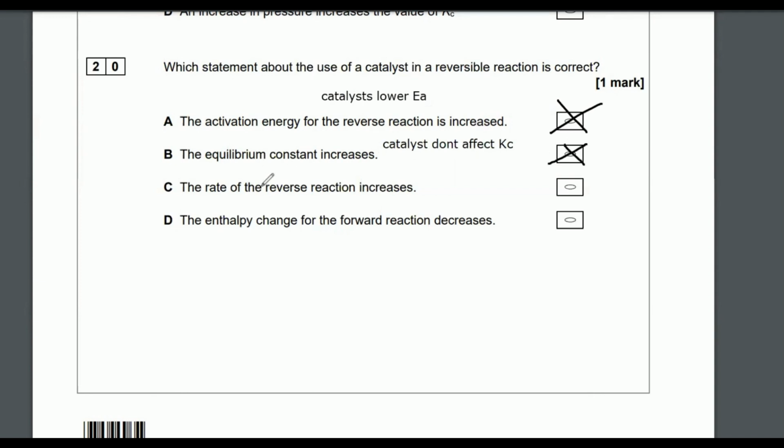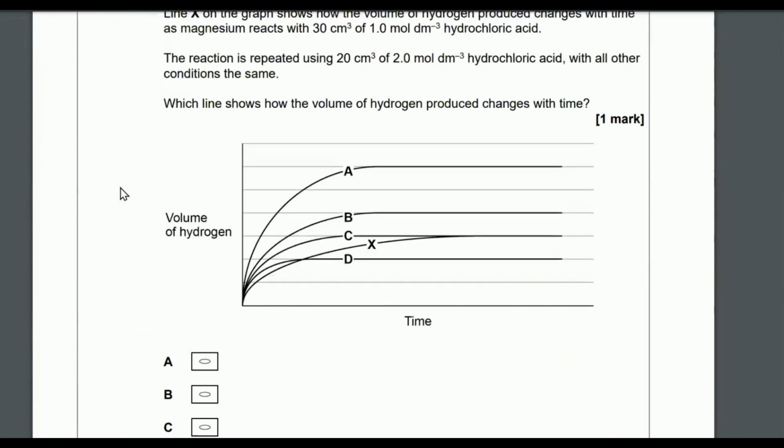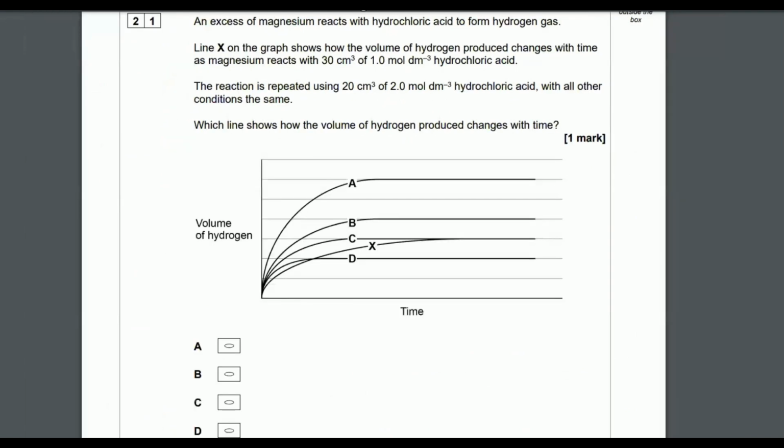Catalysts also don't affect the equilibrium constant Kc. They do allow you to achieve equilibrium faster because we increase the rate of reaction. Both reactions, both the forward and reverse reaction, increase, and so you reach equilibrium faster, but it doesn't affect the position of equilibrium, so it won't affect Kc. And the enthalpy change for the forward reaction decreases. No, catalysts do not affect the overall enthalpy change, they just lower the activation energy.